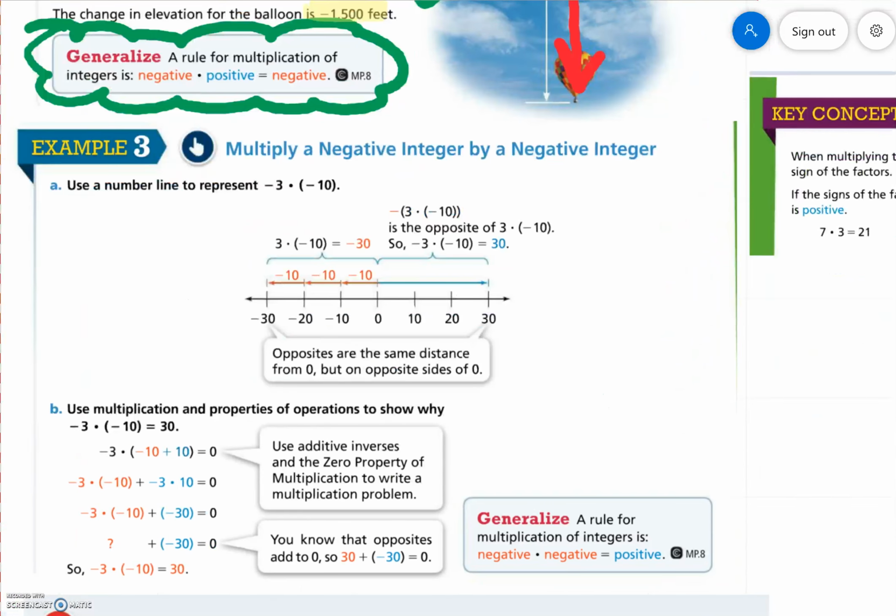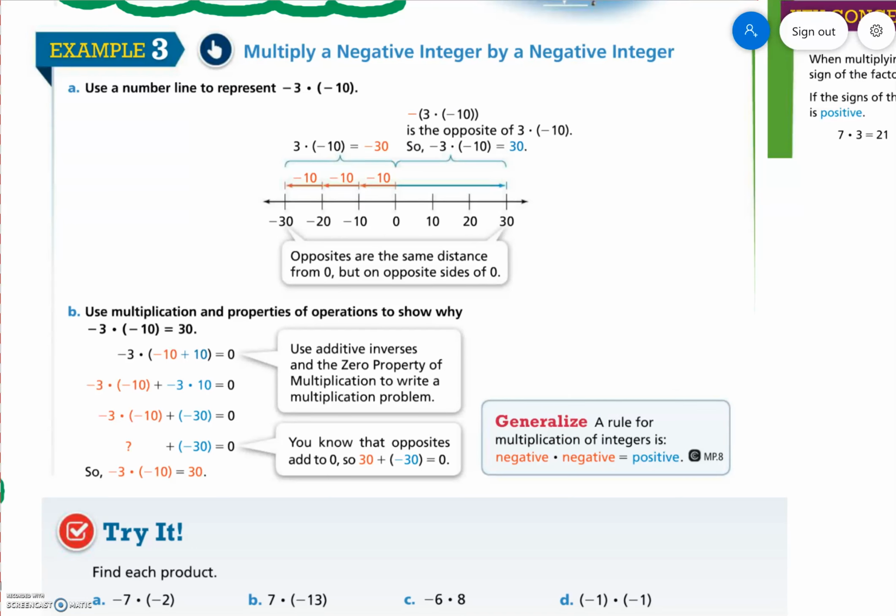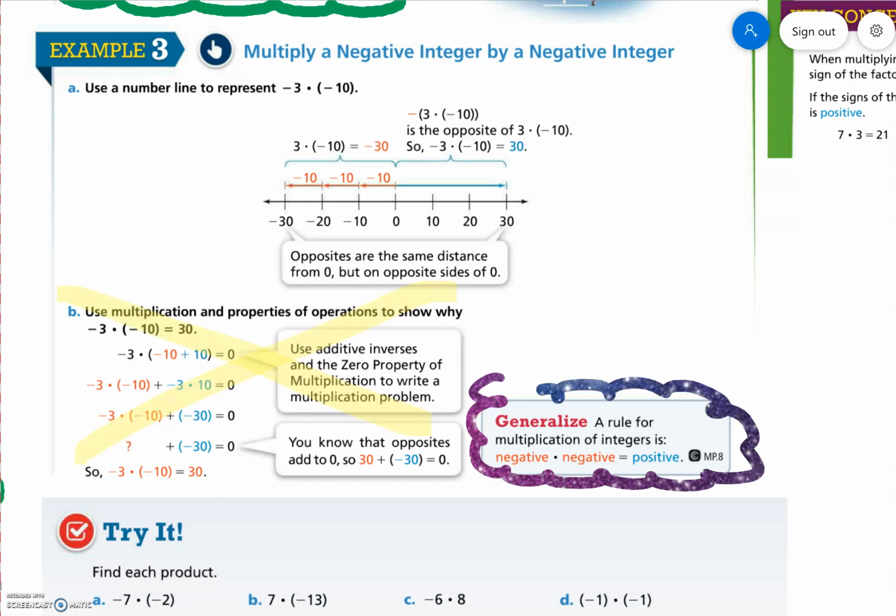Example number 3, multiplying a negative by a negative. Well, if we're multiplying -3 times -10, but we know that, here's our generalization, a negative times a negative is always going to be equal to a positive. Okay, so you can write this down.